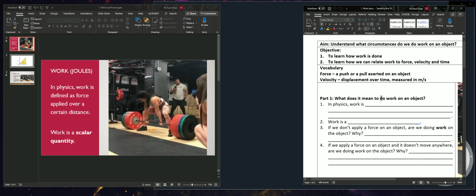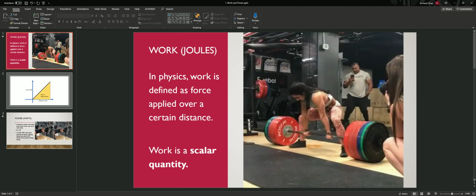And the first part of energy, we have to talk about work. We have to talk about work done on an object. And so, what does that mean exactly? Well, in physics, work done is defined as a force applied over a certain distance.